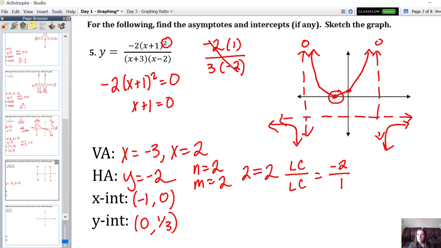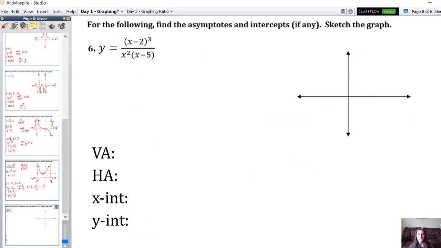All right, let's look at one more example. y equals (x minus 2) cubed over x squared times (x minus 5). For our vertical asymptotes, here we're going to have two of them, one of them at x equal to 0, the other at x equal to 5. The degree at x equal to 0 is 2, so we got an even degree there. And then the degree for 5 is 1, so that one's odd.